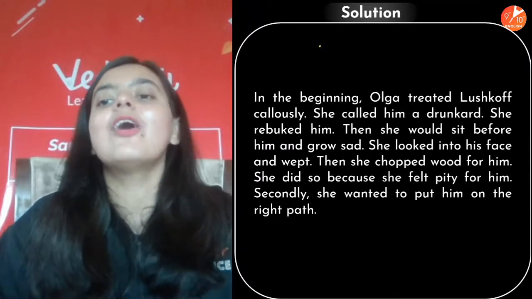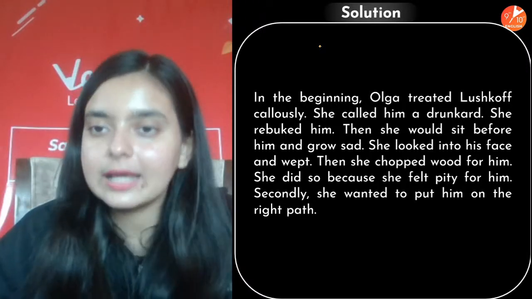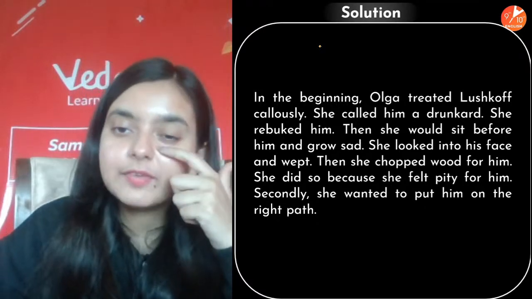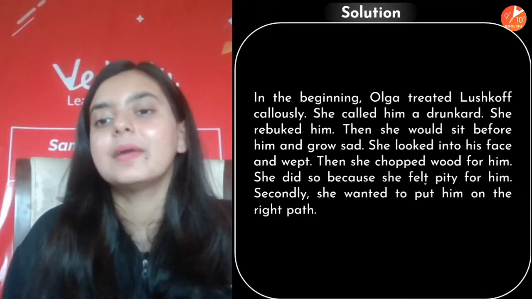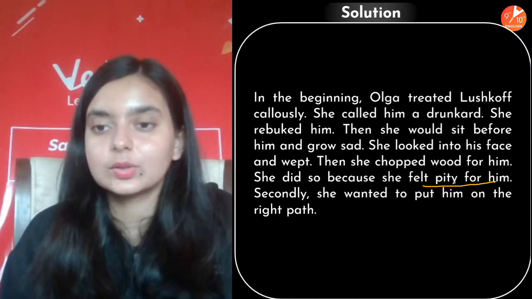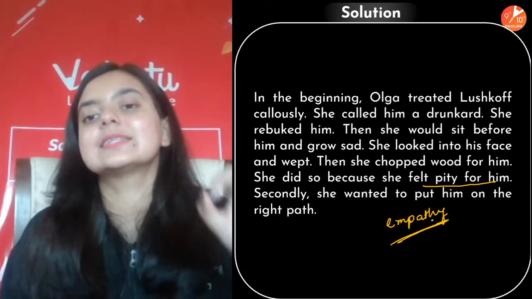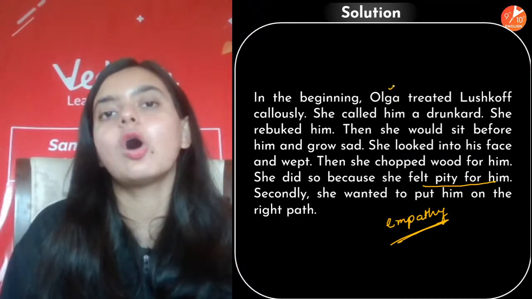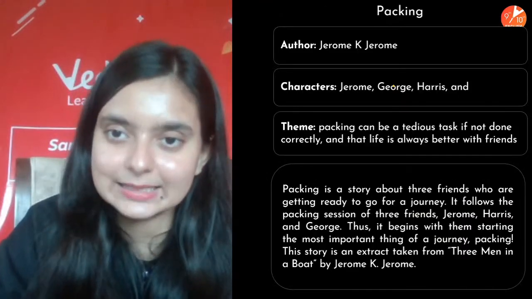Okay, so at the beginning, Olga treated Lashkov callously. She called him a drunkard. She rebuked him, and then she would sit with him and grow sad. She looked into his face and wept, and she also chopped wood for him. Why? Because she felt pity for him and she wanted to put him on the right path. So this pity, this empathy, is an essential characteristic feature in Olga, which helped Lashkov to transform his life and to become an earning member of the society.